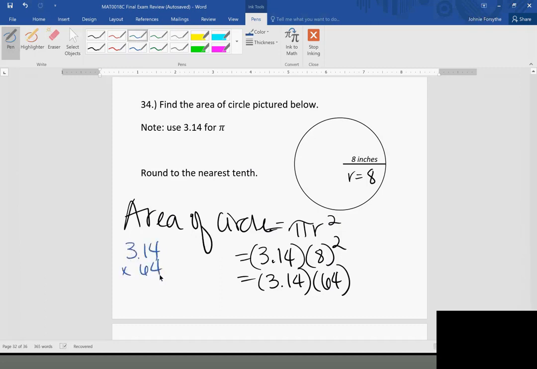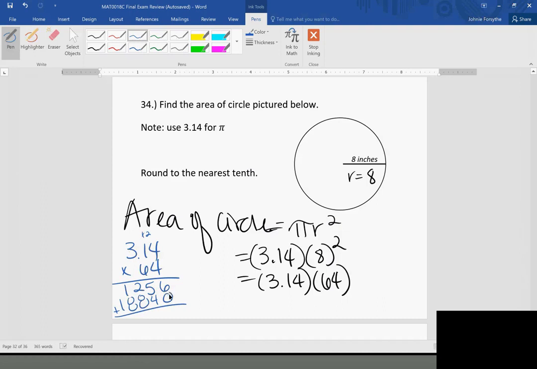3.14 times 64. So 4 times 4 is 16, carry the 1. 4 times 1 is 4, plus 1 is 5. 4 times 3 is 12. Put a 0 placeholder. 6 times 4 is 24, carry the 2. 6 times 1 is 6, plus 2 is 8. And 6 times 3 is 18.